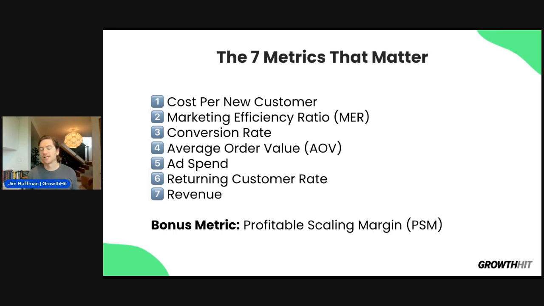I put a bonus metric in here, which is the profitable scaling margin, also known as PSM. It is not one of the core 7. Why is that? This is not a metric I look at every week. This is a metric I care about to drive strategy, but it is not a metric that drives my week-to-week behavior, which is why it's not in the core 7, but it is an important one. And we'll talk about the definition of it and why you need to know it.